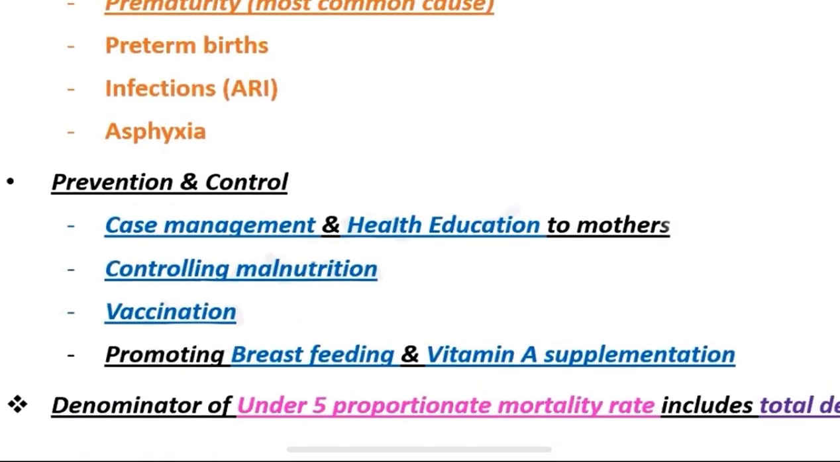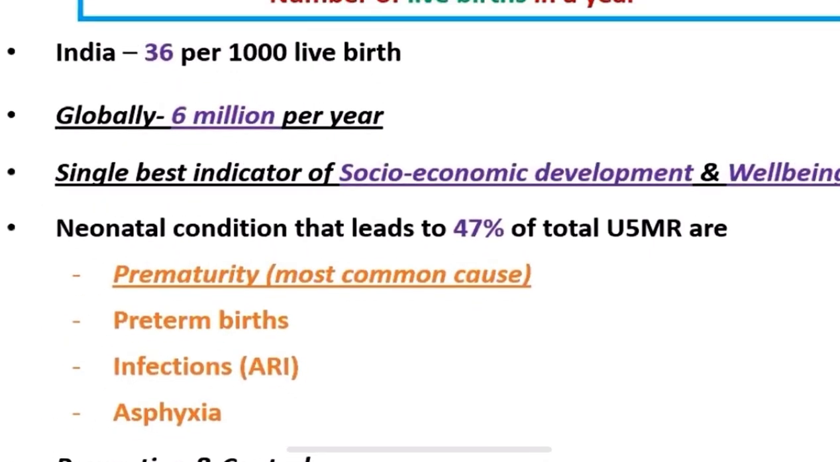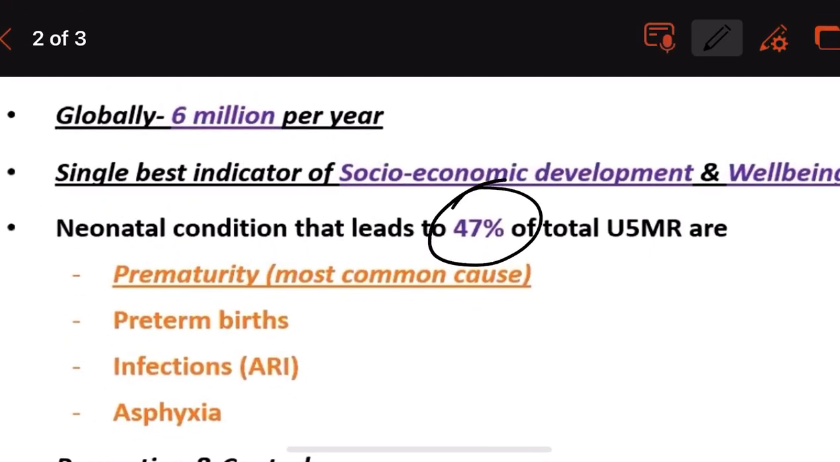Next, we move on to the prevention and control. How can we prevent and control the under 5 mortality rates? So, the first thing you can add is neonatal care. Now, we know the neonates contribute to 47% of the total under 5 mortality rates. So, the first thing you can add is neonatal care, where there are effective interventions for preventing death and for improving the growth and development of the baby.